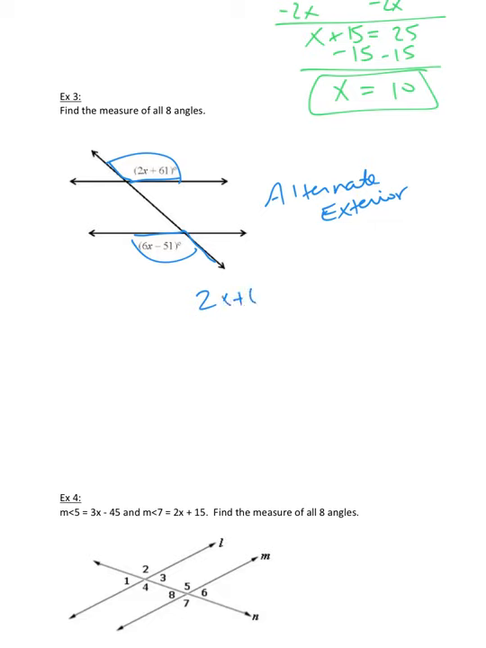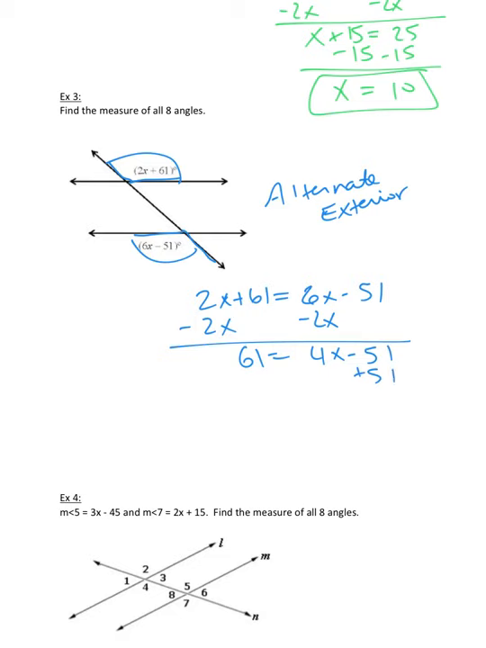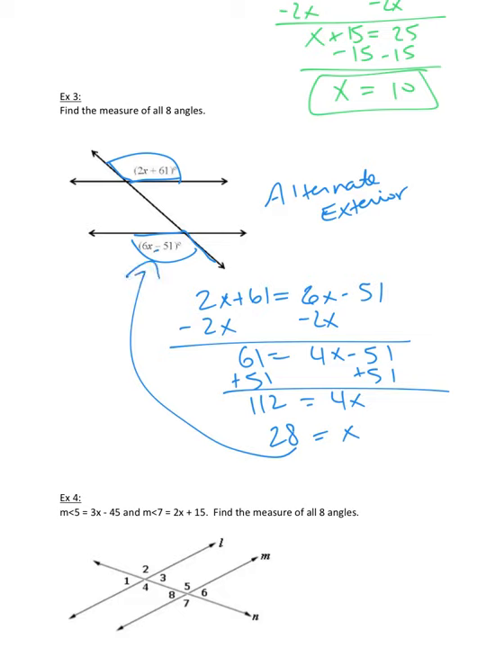So 2x plus 61 is the same as 6x minus 51. So you solve for x. Subtract 2x on both sides. 61 equals 4x minus 51. Add 51 to both sides. You have 112 equals 4x. Divide by 4. X equals 28. Okay, I'm not going to do the plugging in part, but you could then plug in, find this angle, and find all the other angles.